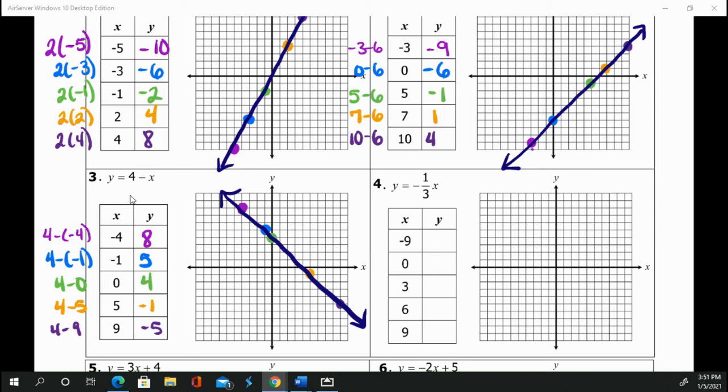The last one here is y equals -1/3 x. So when we multiply by a fraction, especially like negative 1/3, it's the same as dividing by negative 3. So we're going to multiply each of these x values by negative 1/3, which is the same as dividing by negative 3.